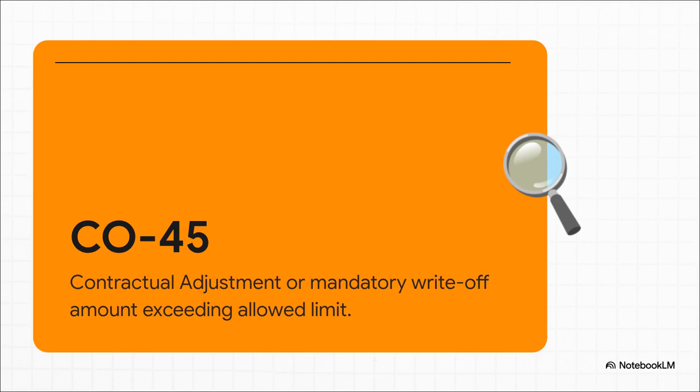The difference between that billed amount and the allowed amount usually falls under the code CO45. This represents the contractual adjustment. It's a mandatory write-off. The provider already agreed to this specific rate when they signed a contract with the payer, which means no, you absolutely cannot bill the patient for this CO45 amount.